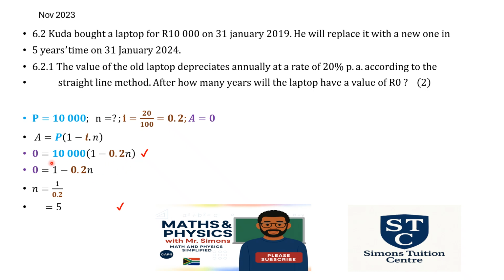If I take the negative across, it becomes positive. And then to get n, I'm always going to divide by whatever is in front of n. So 1 divided by 0.2 gives me 5. So it would take 5 years for his laptop to reach a value of 0. I guess COVID reached there quicker. But yeah, as I say, it's just an exam problem, so it's very basic practice.